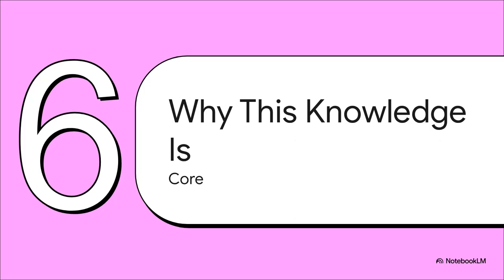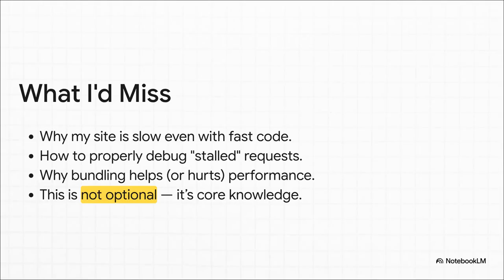So let's bring this all home. Why did our developer feel like this was something they absolutely had to master? Why is it so important? Because without understanding this evolution, you're basically flying blind when it comes to web performance. You won't get why your perfectly clean code is still slow. You'll totally misdiagnose network problems like that stalled request, and you won't really understand the trade-offs of bundling versus code splitting. As the author put it, this stuff isn't optional.